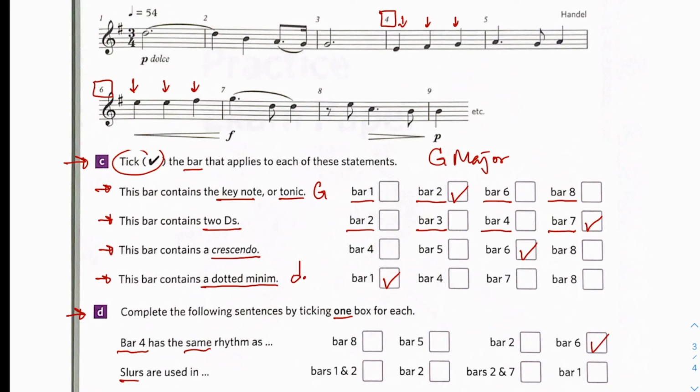Next, slurs are used in. A slur is a curved line that joins different notes together. So here we have a curved line, but this is a tie. And here we have a curved line, and it's a slur. So in bar number 2, we have a slur. There's another curved line here. This is also a slur. So there's also a slur in bar number 7. So 2 and 7 is the answer.